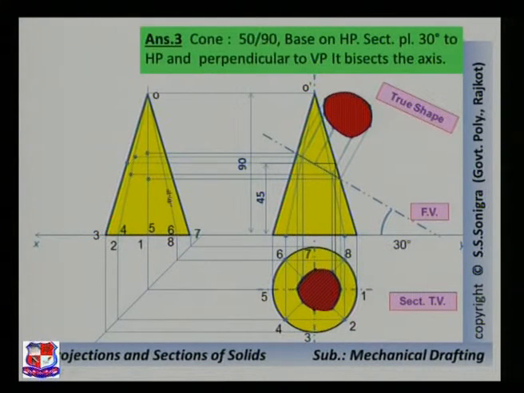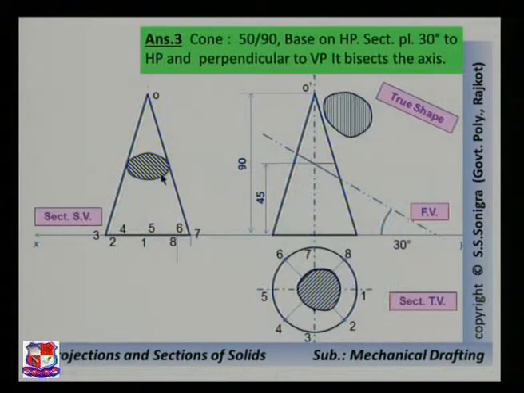P5 will cut O5 at this point. P6 will cut O6 at this point. P7 will cut O7 at this point, and P8. So this is the 8th point. 8 points are there. Join all these 8 points with a freehand smooth curve, and this is the sectional side view of the figure of this problem.